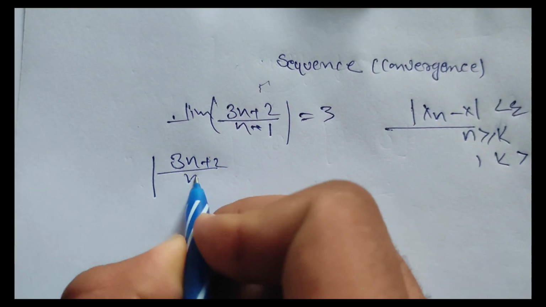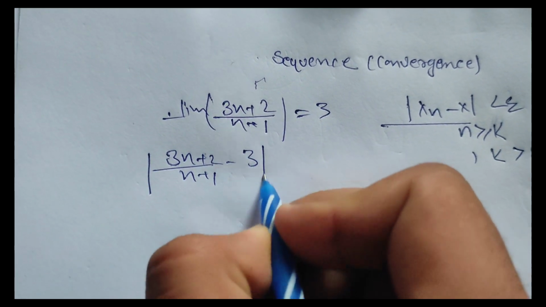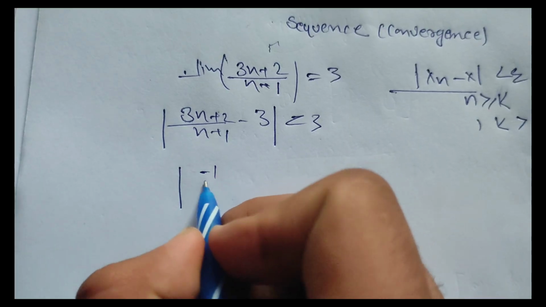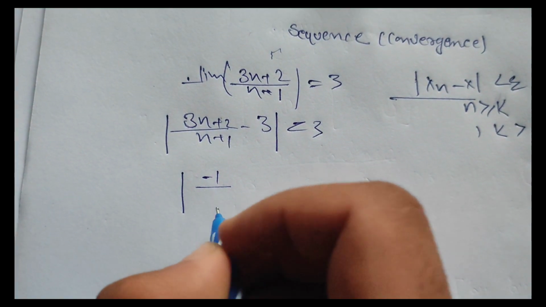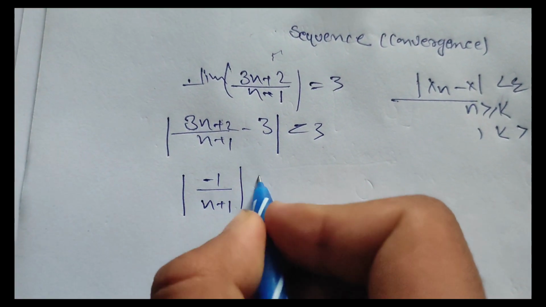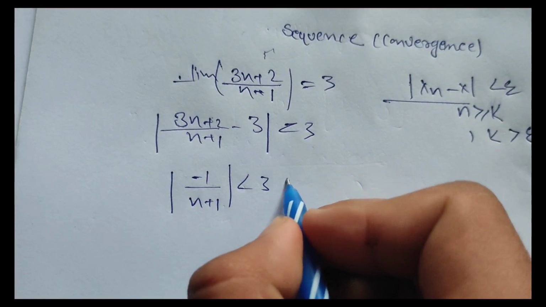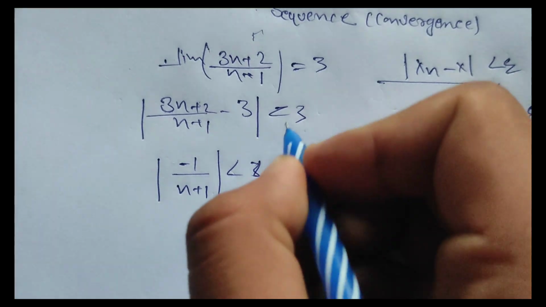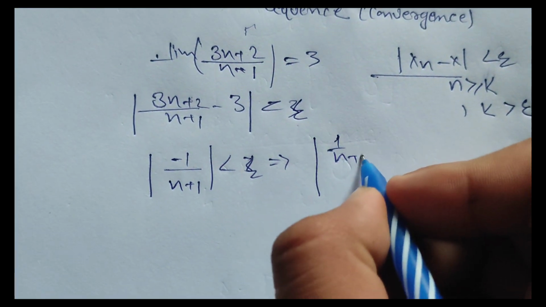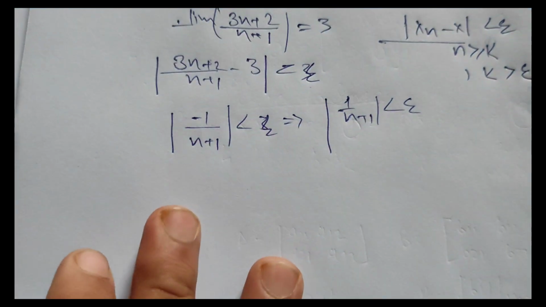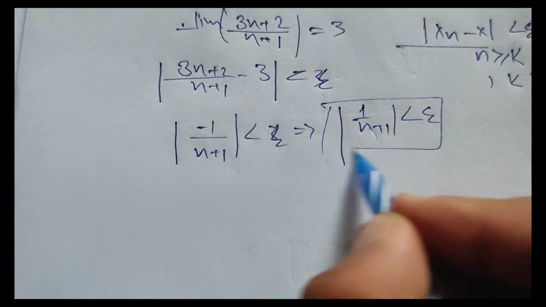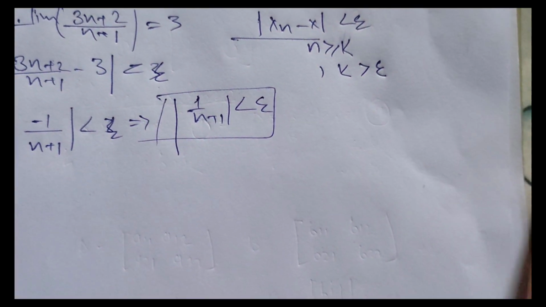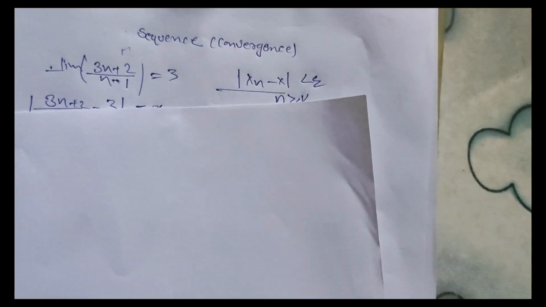|(3n+2)/(n+1) - 3| is less than epsilon, and solving the upper limit, this becomes |-1/(n+1)| less than epsilon. Okay, and we can say that because the modulus 1 upon n+1 is less than epsilon. So basically we want to prove whether 1 upon n is true or not, we will check. Okay, now we check this by this.